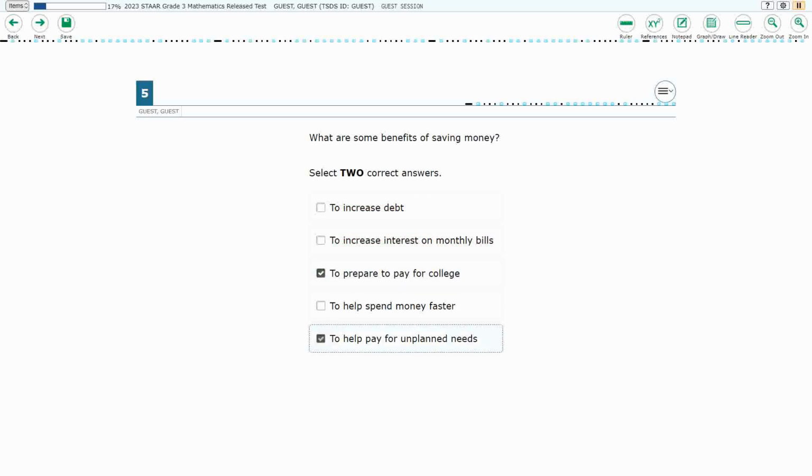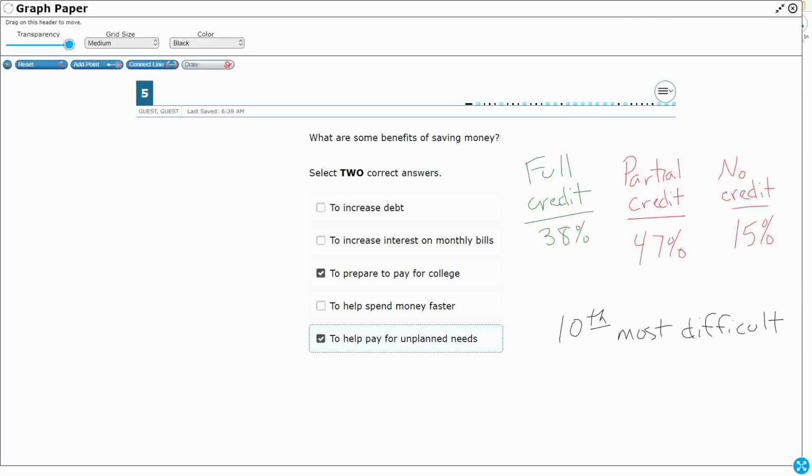Let's see how we did across the state of Texas. So this was the 10th most difficult. We only had 38% of our students get both points. And then we had 47% of our students get 1 point. So if you put those together, that's not bad. That's 85% at least getting 1 point. But we don't know from our statewide item analysis which items were selected at what percentages. They don't give us that level of detail.